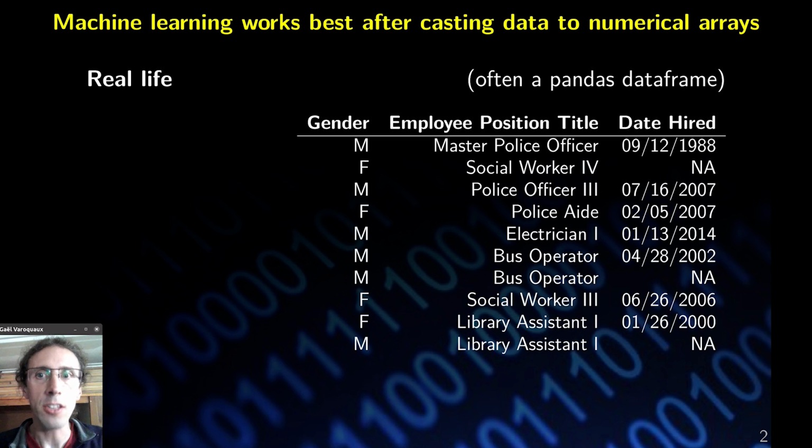One of the challenges is that machine learning works best after casting data to numerical arrays. However, in real life, we often work with tables such as this one, which are not made of numbers. They typically come as a pandas data frame. So there's a variety of challenges that we face.